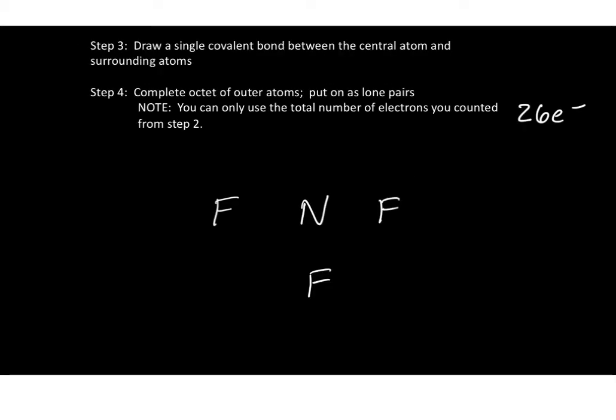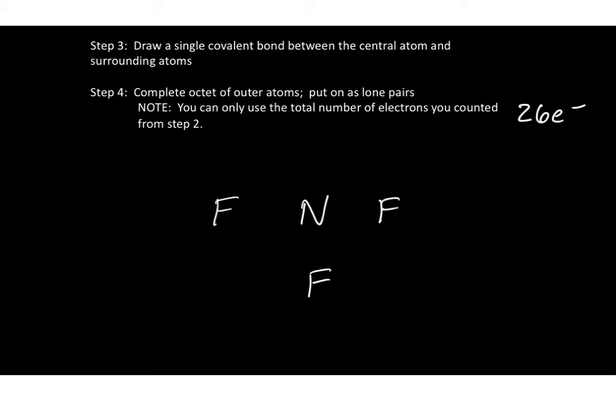Okay, moving on to steps 3 and 4. Now that I have a skeletal structure for my molecule and I know how many electrons I have to work with from steps 1 and 2, now I have to start making bonds. So that's step 3. Step 3 says draw a single covalent bond between the central atom and the surrounding atoms. So let's go ahead and do that.